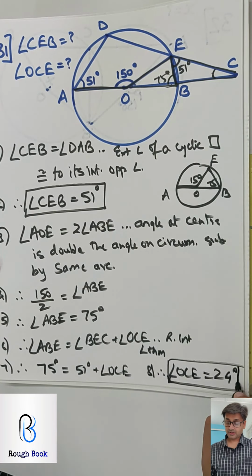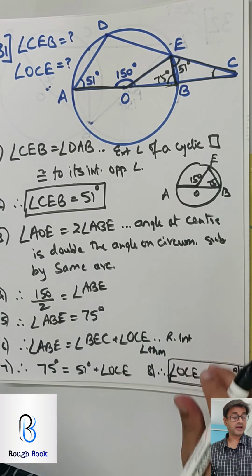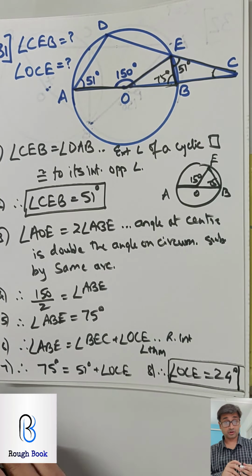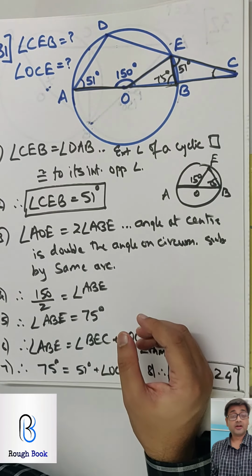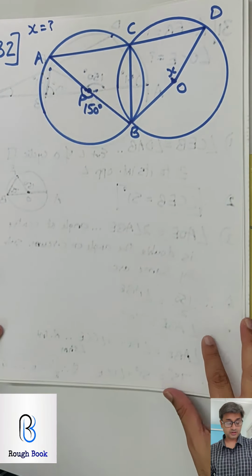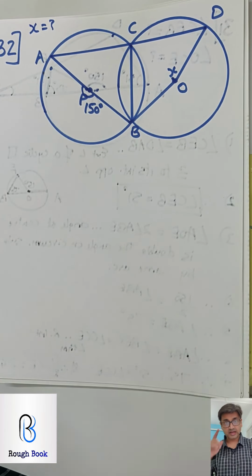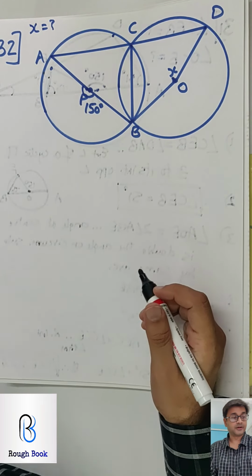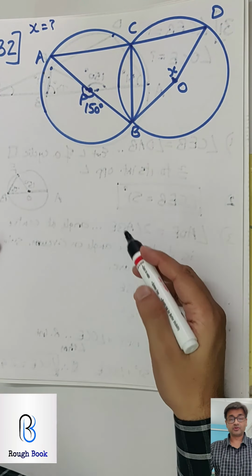Got it? I hope most of you are able to do all these sums on your own. If yes, great. If not, you need to look at the property as well. Let's take the next one, 32. This is simple. Start thinking, 100% you will get it. If you don't get it, I will give you the clue.